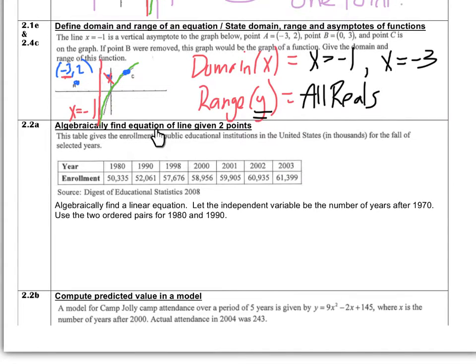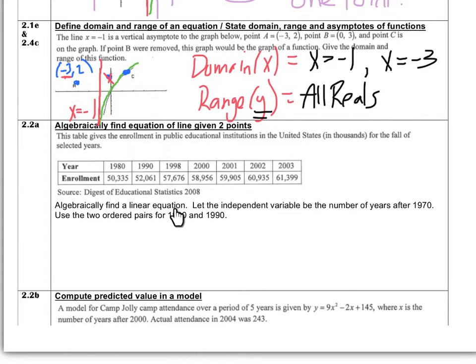2.2a, algebraically find an equation of a line given 2 points. The table gives the enrollment in public education institutions in the United States, in thousands, for the fall of selected years. For example, in 1980, it looks like there were 50,335,000 students. So really that's 50 million students. In 2000, about 58 million. In 2003, 61 million, and so forth.